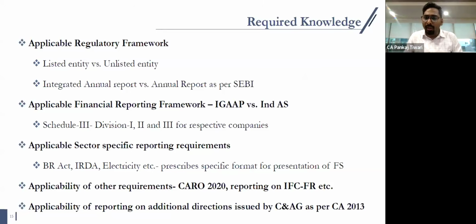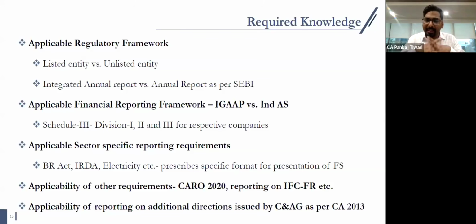Now before you get into reading any annual report, my friend, so till now what we have understood is that there is a basic structure of the annual report. There are different types of annual report: integrated versus non-integrated, or integrated versus plain annual report. Then the annual report also depends upon the content, depends upon what kind of entity you are, whether you are a listed entity, whether you are an unlisted entity, so on and so forth.